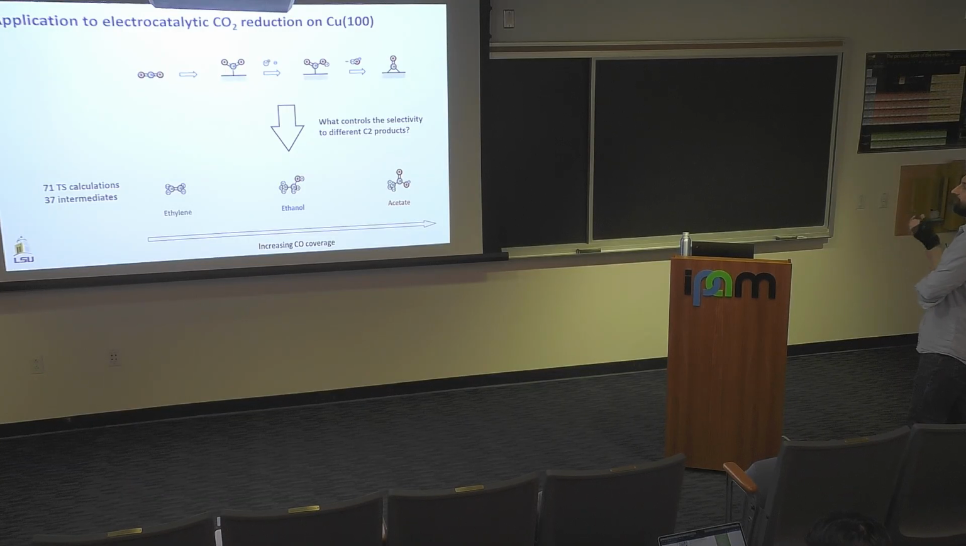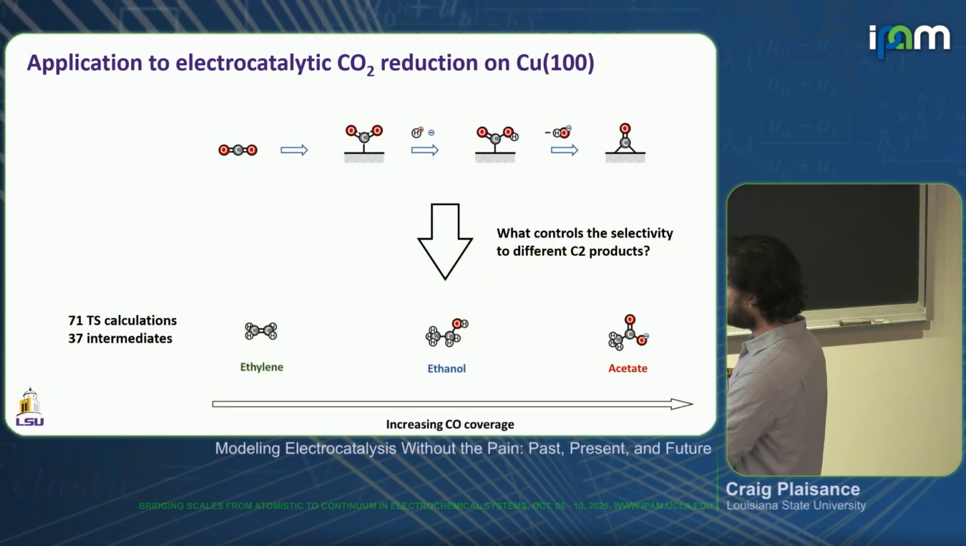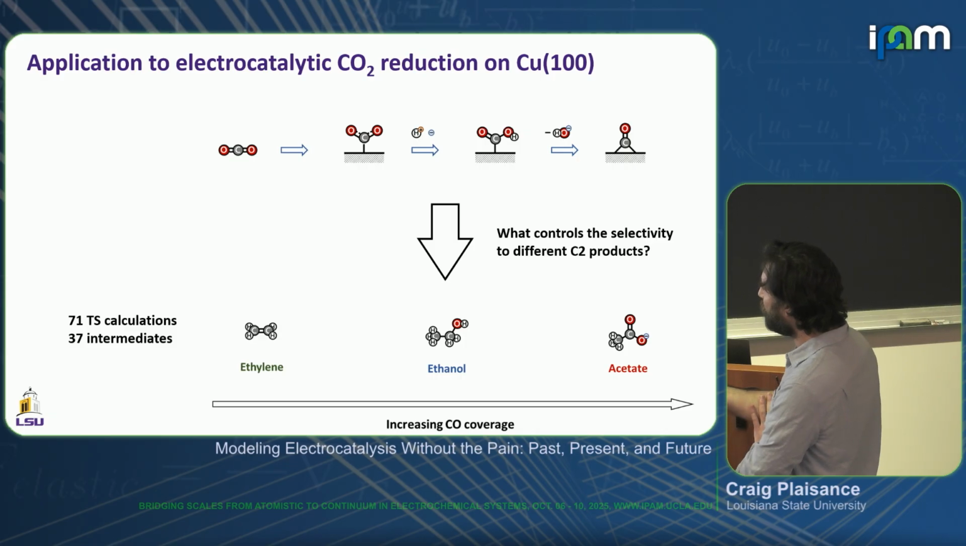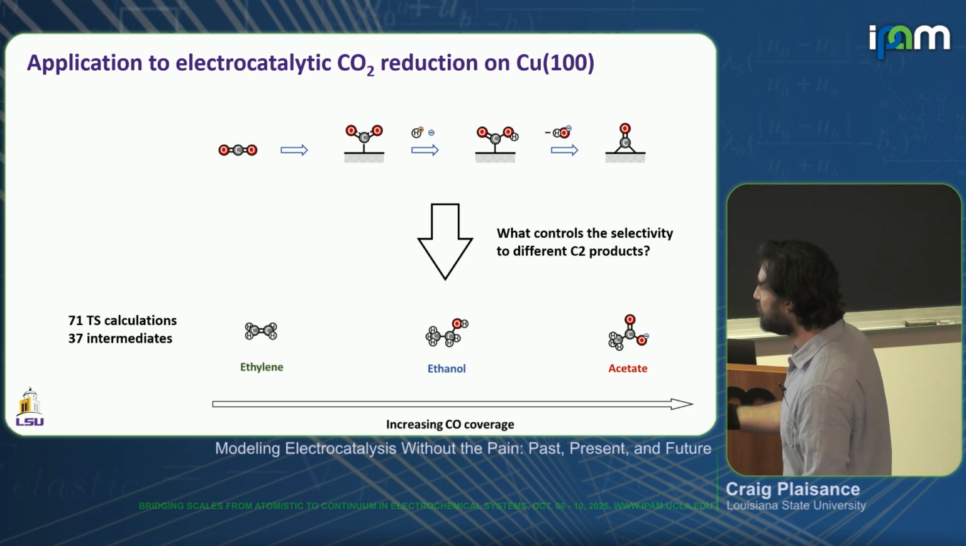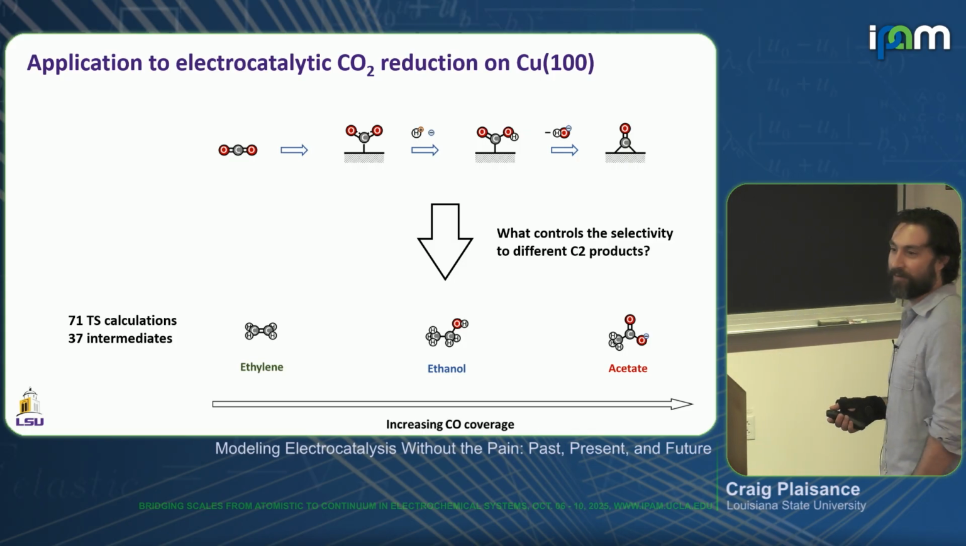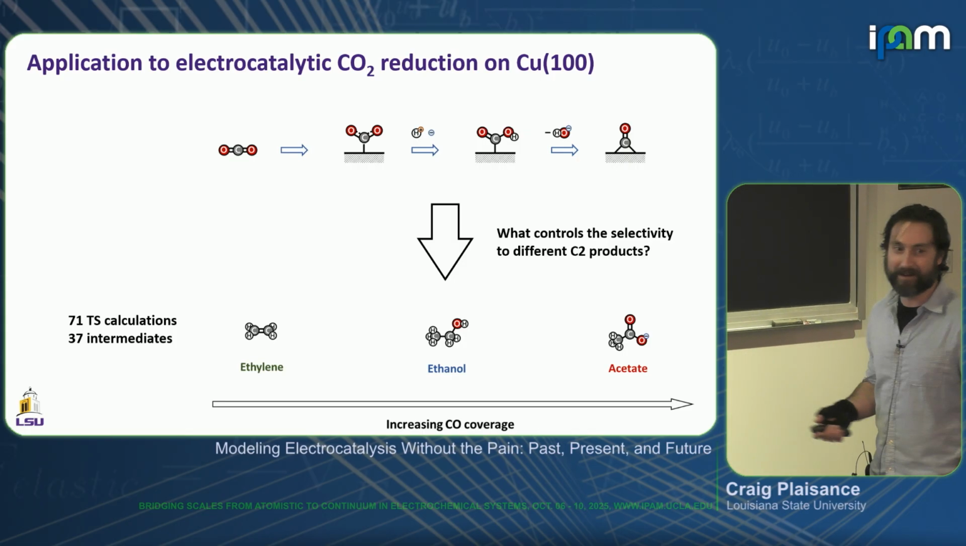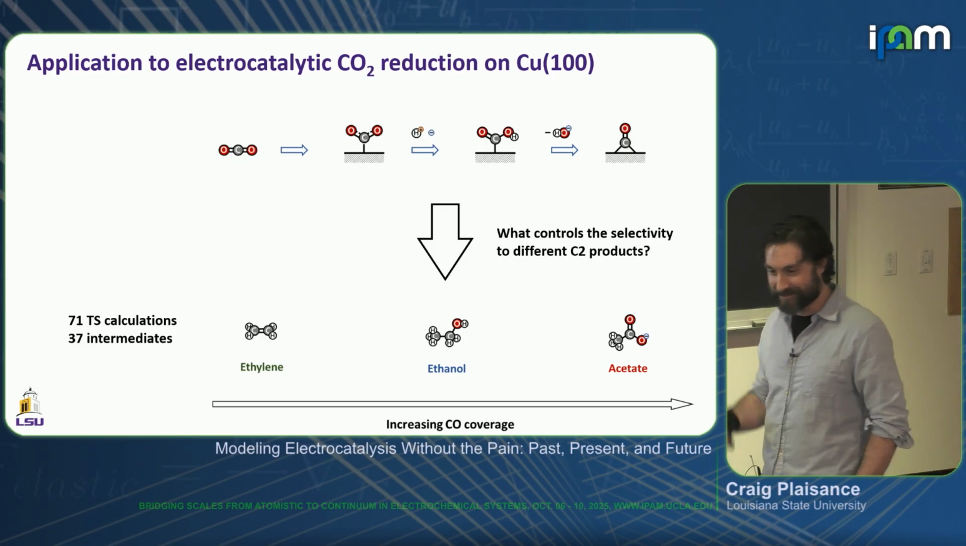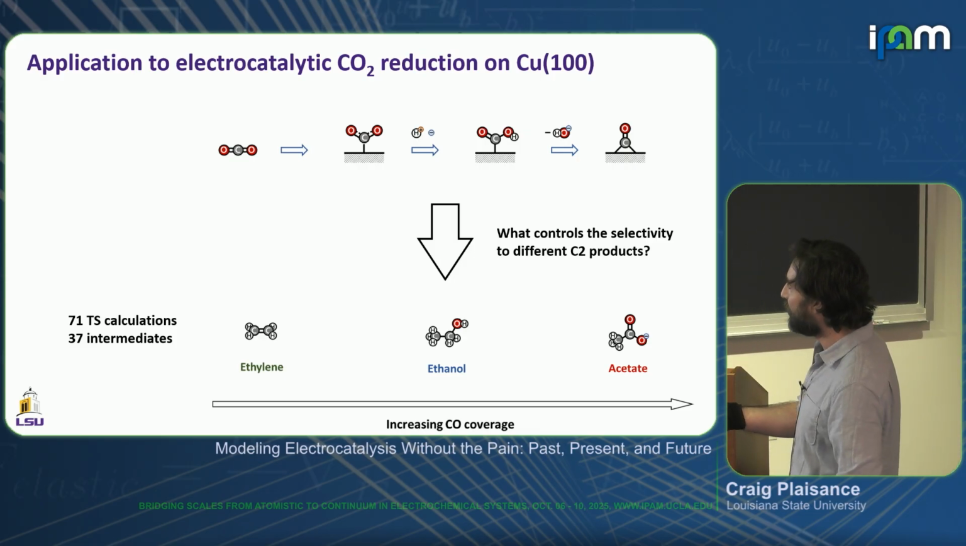Okay, so the final application I want to talk about is where we applied it to electrocatalytic CO2 reduction on copper. We kind of know how this first part works out, CO2 to CO, but how we get these different C2 products is really, it almost seems like the mechanisms obey quantum mechanics, and you can have every mechanism happening at the same time if you read the literature, as Carsten alluded to. So we wanted to figure out what determines the selectivity to these different products.